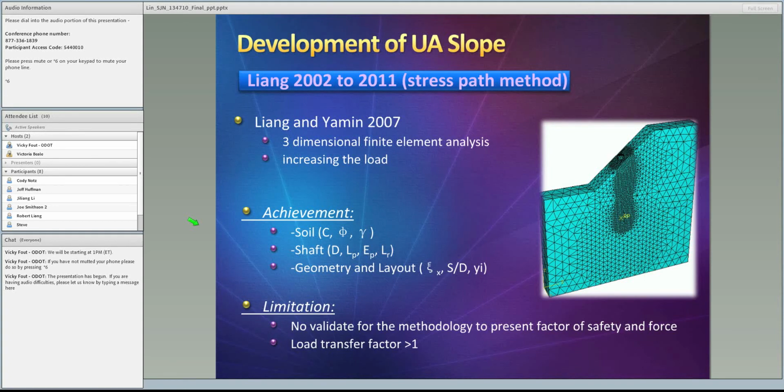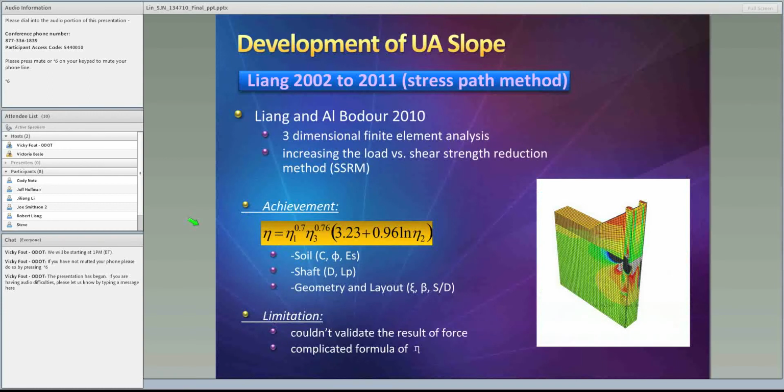So in 2010, Elboda simulated a three-dimensional finite element using the Abaqus method. He used the increased load and shear strength reduction method, which means he reduced the C and phi until the slope failed. And then he got the arching load transfer factor equation. The good thing is he got the eta function. However, the limitation is he didn't validate the result of the force.